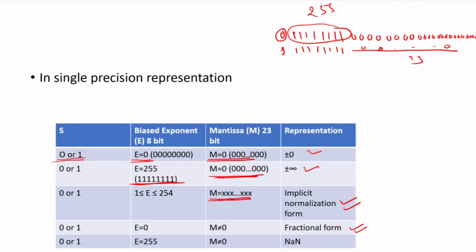And this is the reserved case when all the exponent bits are 1 1 1, or the value of the exponent is 255, and m is not equal to 0. Whatever the value of the sign bit, whether it is 0 or 1, that represents NaN, meaning not a number.